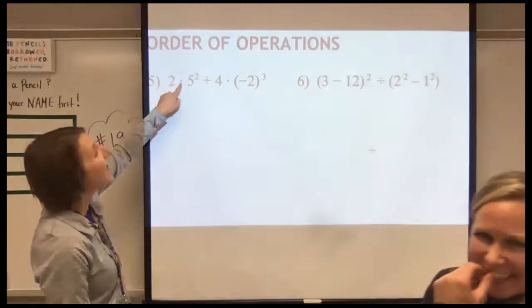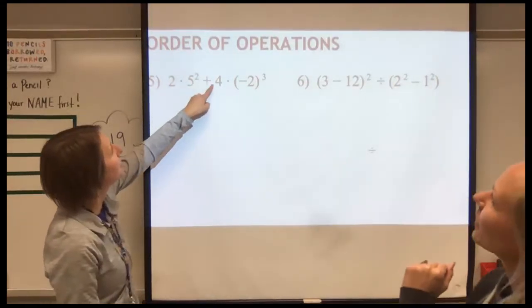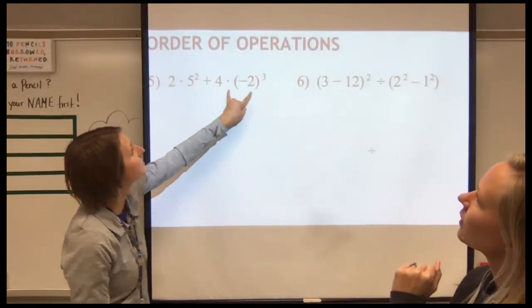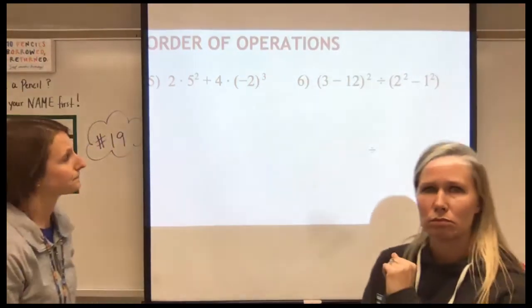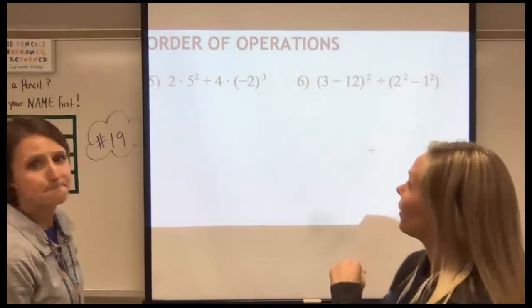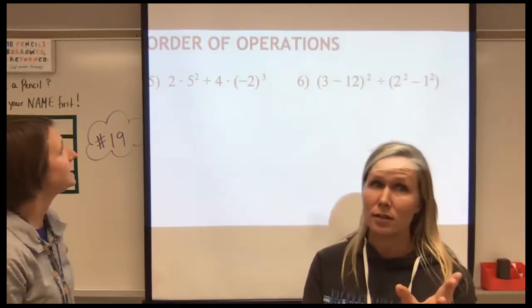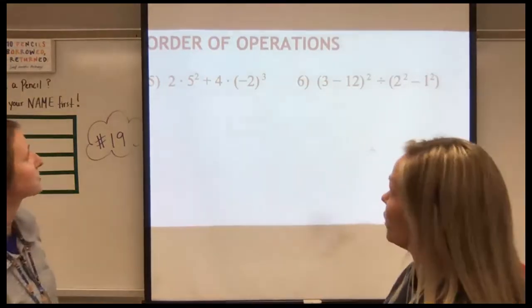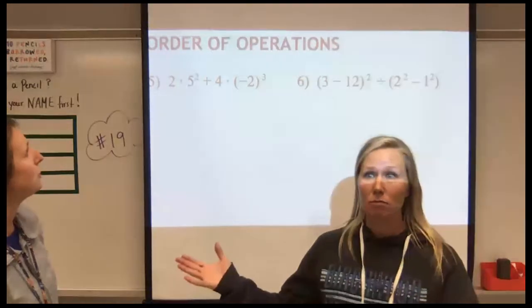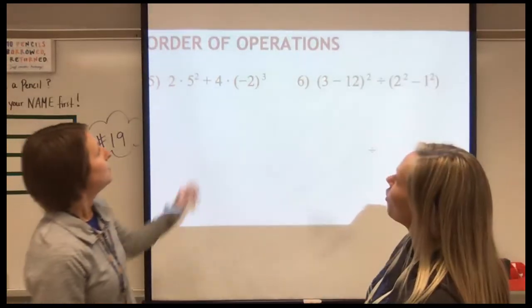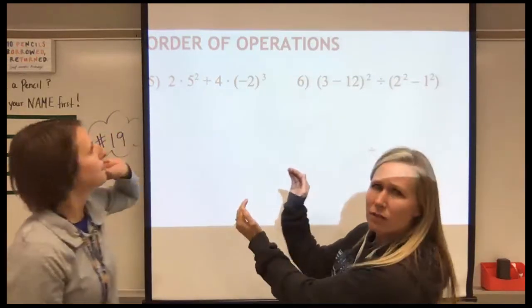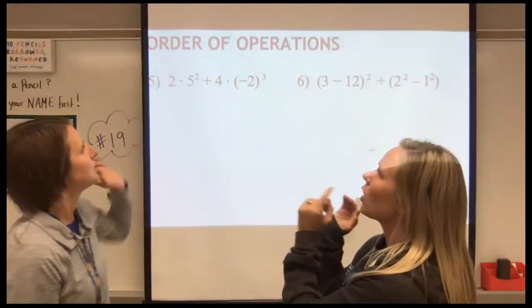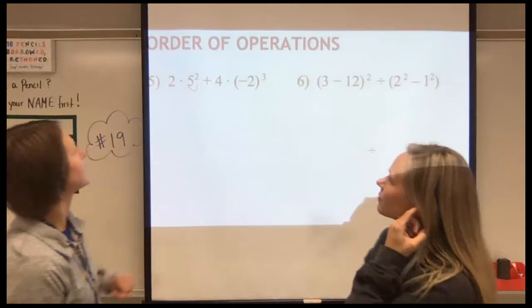We have 2 times 5 squared plus 4 times negative 2 cubed. Ooh, all right. We're going to have to use order of operations. Yes, we have multiple operators. No parentheses, no grouping. Well, I think this is a parenthesis here, but it's just holding the negative with the 2, right? That's right. So we're going to start with exponents.